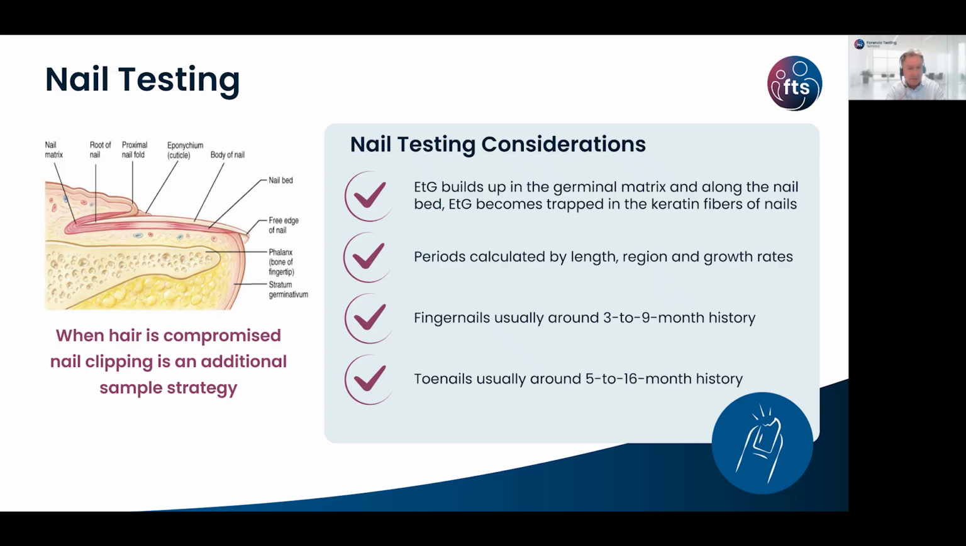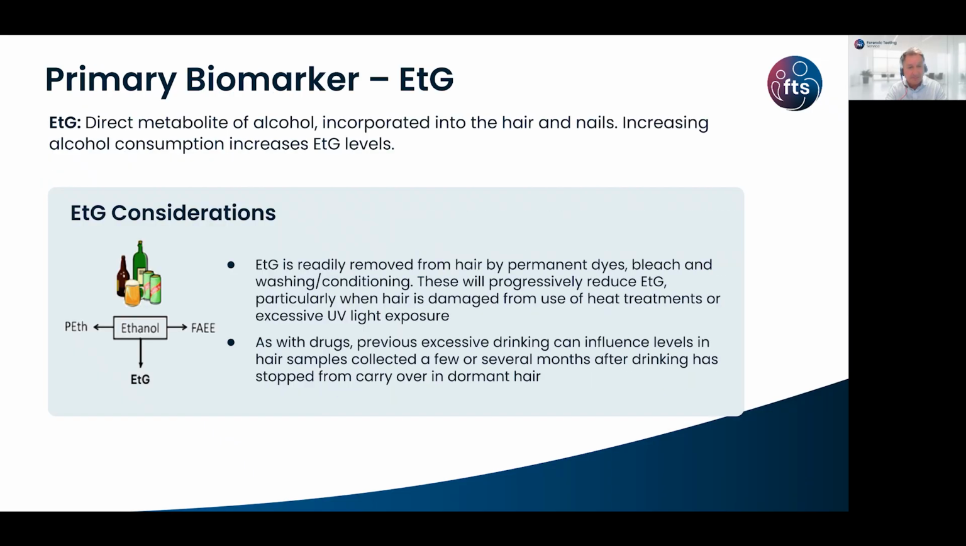Periods are calculated by the length of the nail bed. And as I've said there, you generally get 3 to 9 months or sometimes 5 to 16 months if you've got big hands or big feet with big nails. So the primary biomarker is ETG. And again, this is a direct metabolite of alcohol, so it's great in that respect. It gets incorporated into the hair and nails, and increasing alcohol consumption increases ETG levels. So on the face of it, it's a great sample to work with.